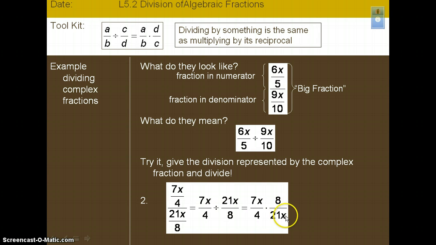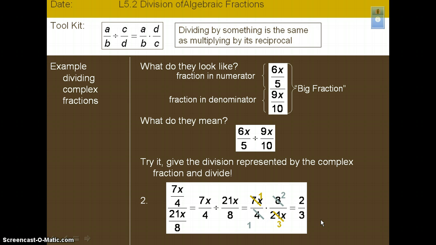Before we multiply here, we can look for some common factors. 7x and 21x have a common factor of x, and they also have a common factor of 7. So 7x times 1, and then 7x times 3 down here, so we'll be left behind with a 1 and a 3. 8 and 4 have a common factor of 4, 4 times 1, and 4 times 2. So if we factor out that 4 times, we're left with a 1 and a 2. So our numerator just became 1 times 2, and our denominator 1 times 3.